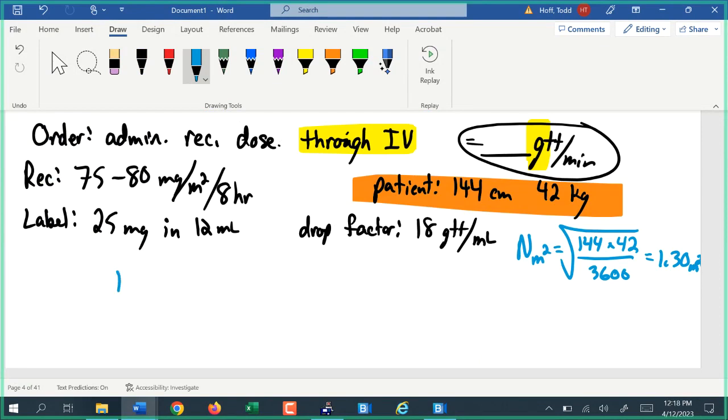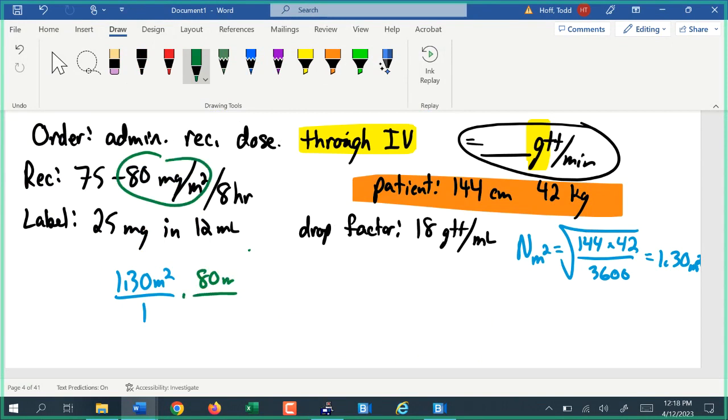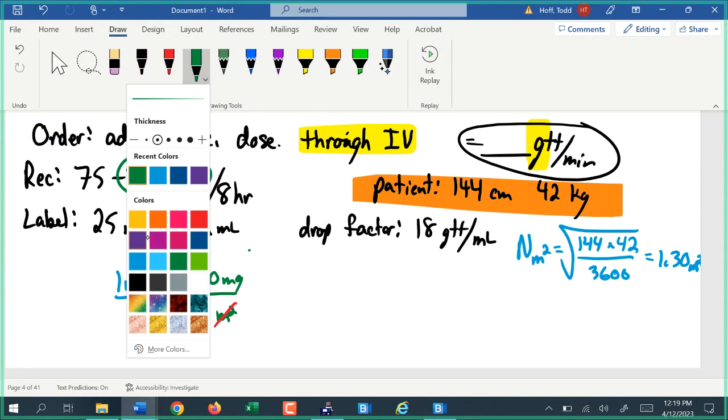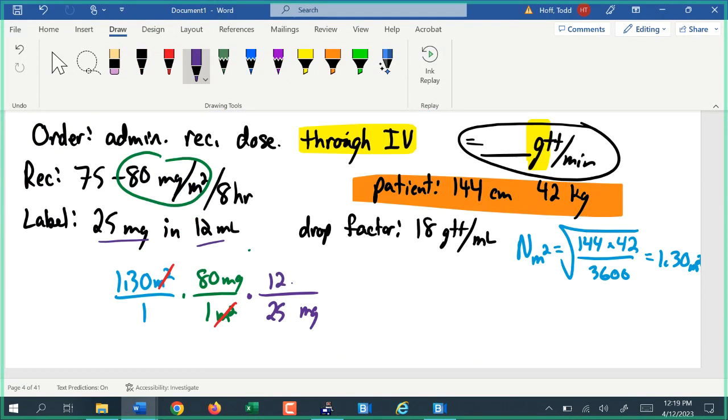So we'll start our calculation with 1.30 meters squared over 1. Again, we'll use our max dose, 80 milligrams per 1 meter squared, canceling out the meters squared. We're going to then cancel out the milligrams. 25 milligrams in 12 milliliters, so 25 milligrams on bottom, 12 milliliters on top, canceling out the milligrams, leaving us in milliliters.